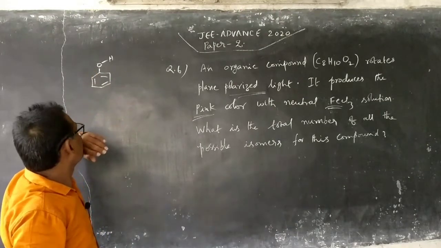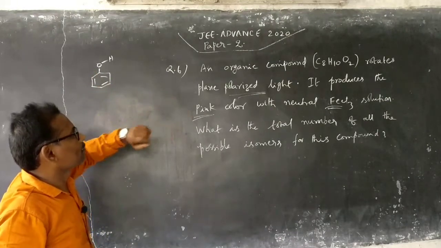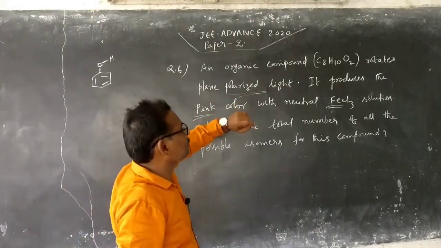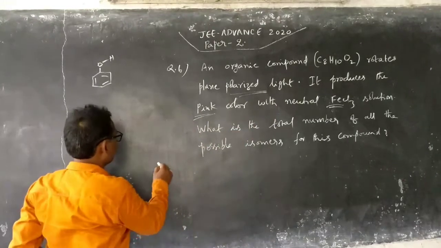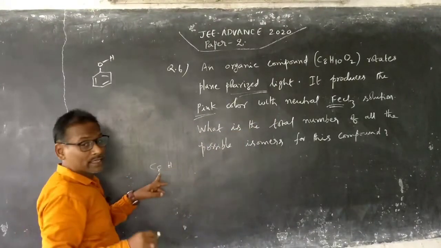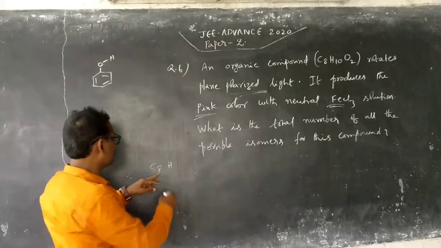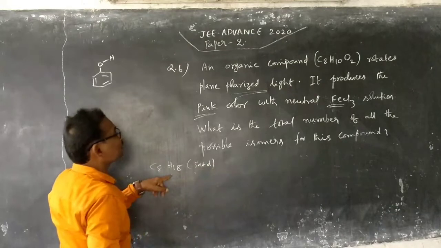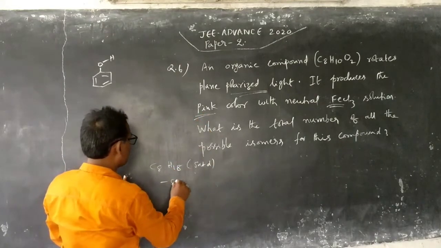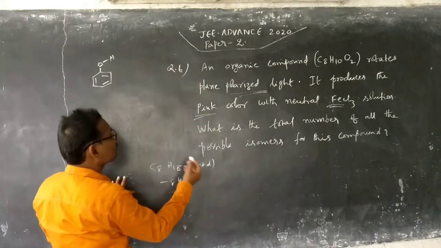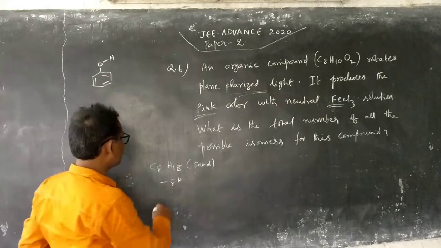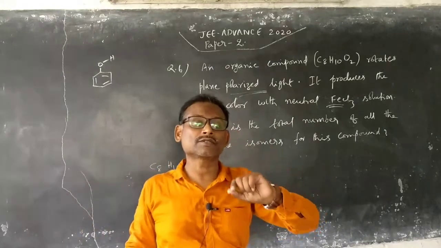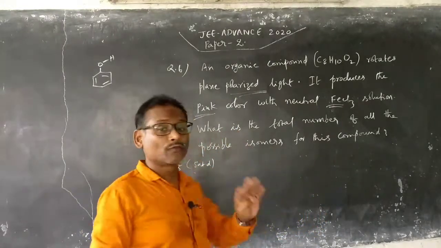Now we have 8 carbons in total, but hydrogens are 10. With 8 carbons, if it were saturated, the maximum number of hydrogens would be 18. There is a decrease of 8 hydrogens, and only then do we get C8H10. That decrease of hydrogens gives the degree of unsaturation, which is 4.